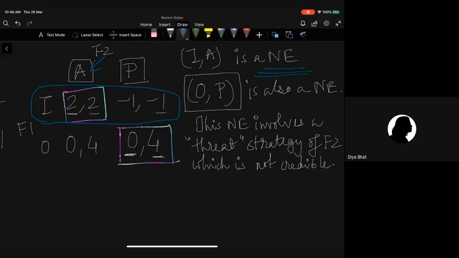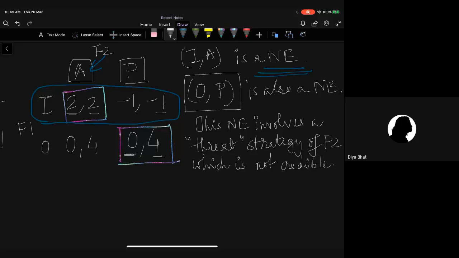Okay, so even though OP is a Nash equilibrium, OP doesn't sound like something that will actually happen in case this is played in reality. So the question is, how do we rule out certain Nash equilibria and pick the quote unquote right Nash equilibrium from the set of all Nash equilibria in sequential move games? That's the new thing that we have to think about.